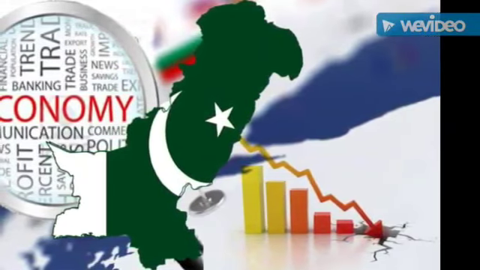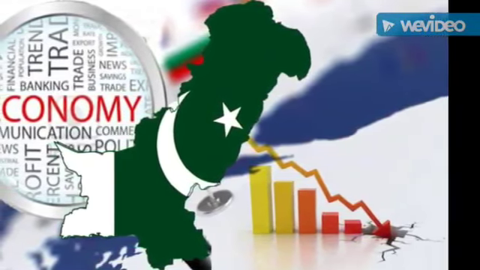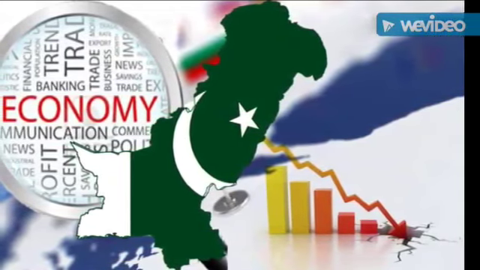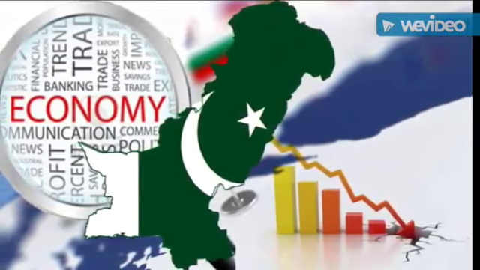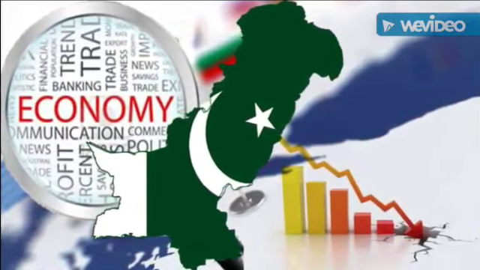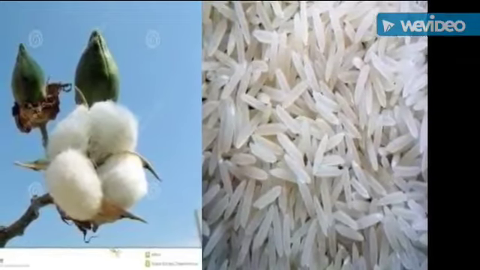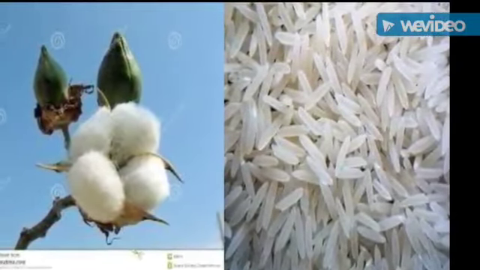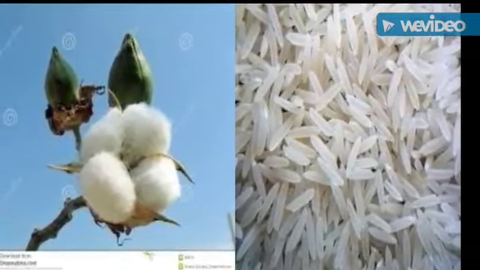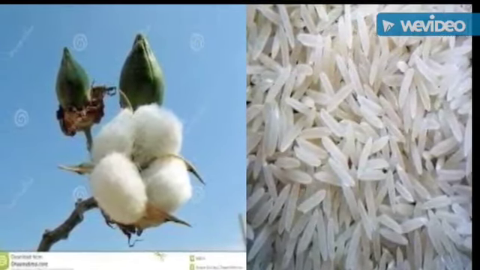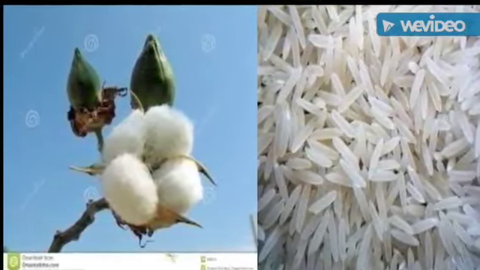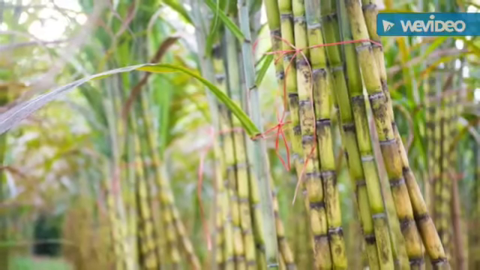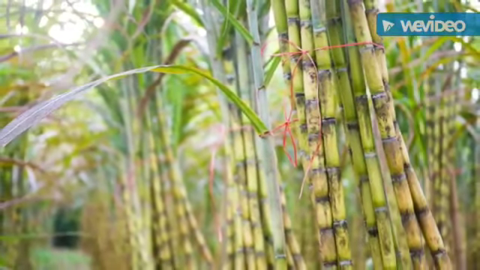Economy means the system of how money is made and used within a particular country or region. And agriculture is the backbone of the economy of any country. Students, can you name main agricultural products of Pakistan? Yes, you already know about wheat, rice, sugarcane and cotton. Here is a picture of these crops.